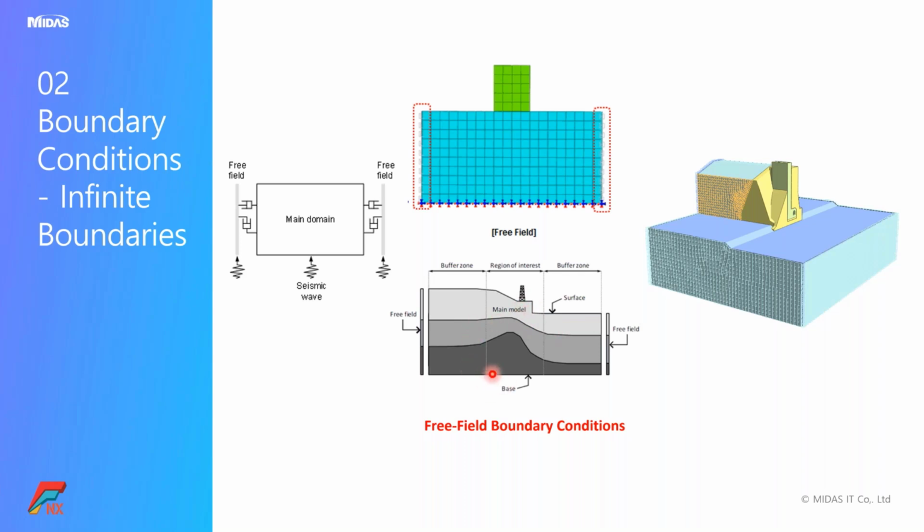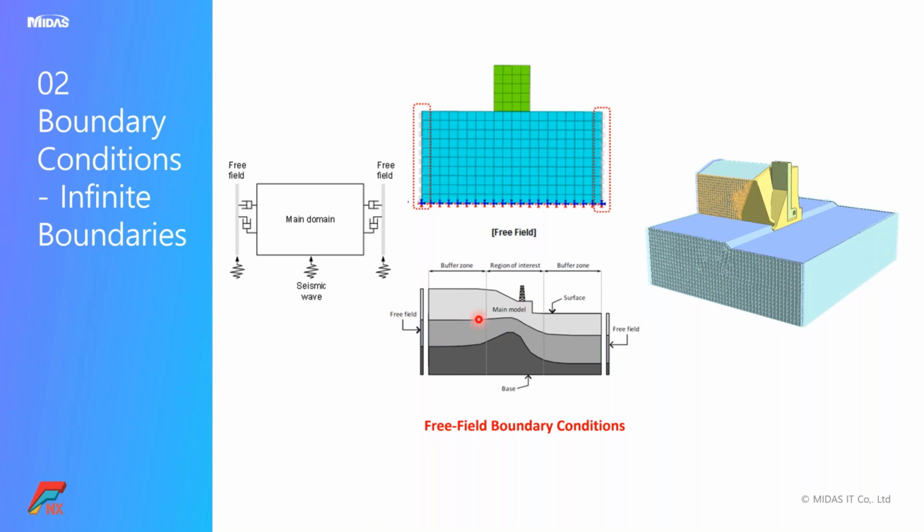So hence, we need to consider waves that are going from this particular main model. We cannot consider the waves that are transferring from this main model to the infinite medium, but we need to consider the waves that are actually happening in the infinite medium and are transferring to the main model. So hence, the free field will be helpful, because it will not reflect all the waves that are generated in this main model, but at the same time, it will transmit the waves that are propagating from the far field or infinite medium here.